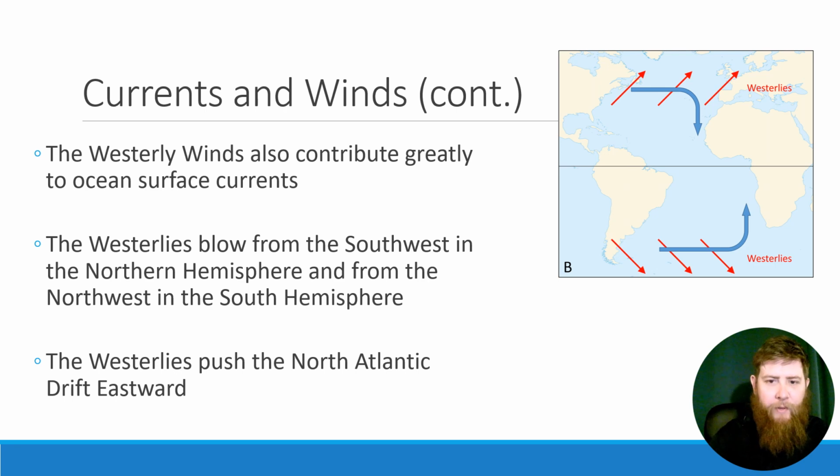As these currents get affected by the Coriolis effect, they start to get affected by the westerly winds. Westerly winds are ones that are blowing from the west towards the east, so they're blowing from the southwest in the northern hemisphere and from the northwest in the southern hemisphere. They are going to push what we call the North Atlantic Drift, up here, eastward. And then the Coriolis effect and the continents are going to push it down south.